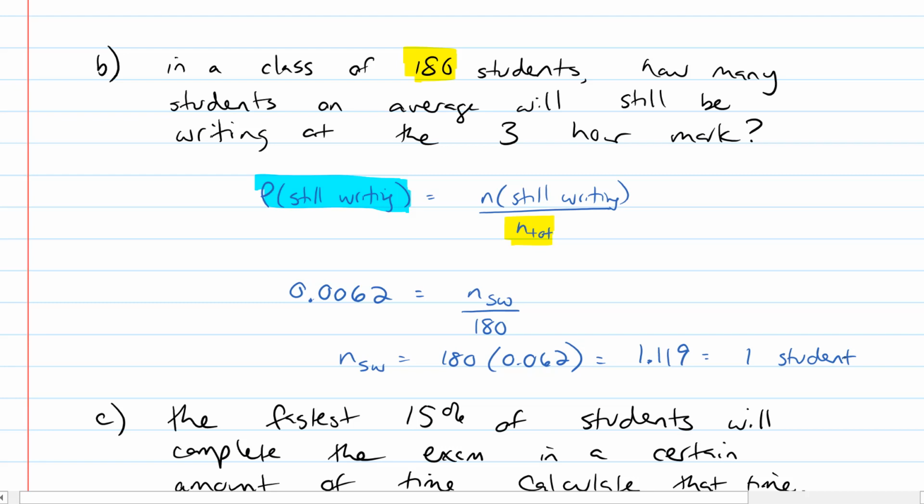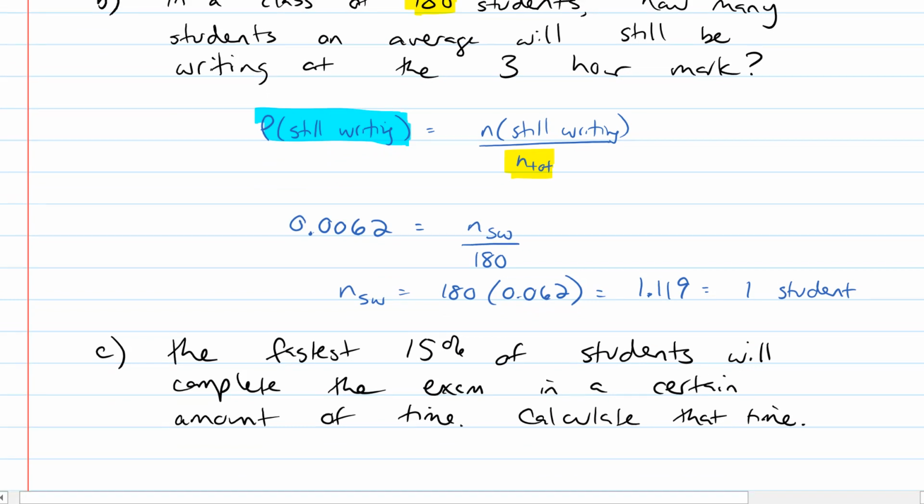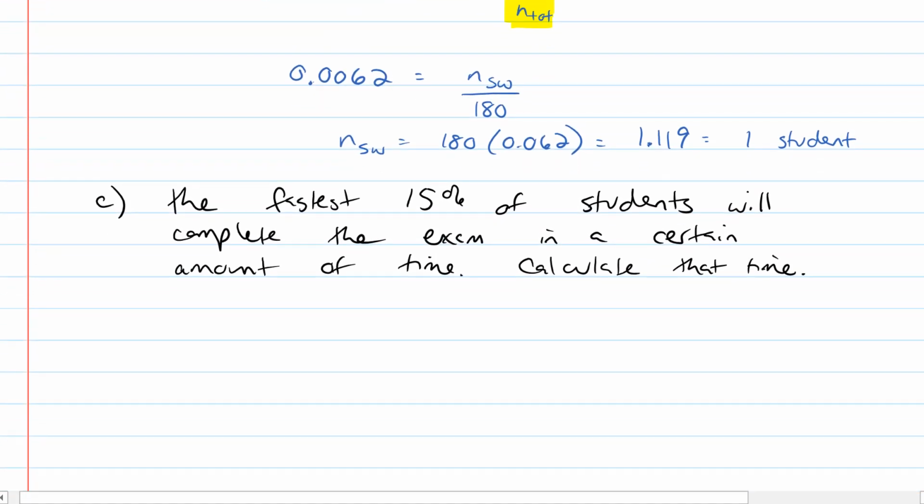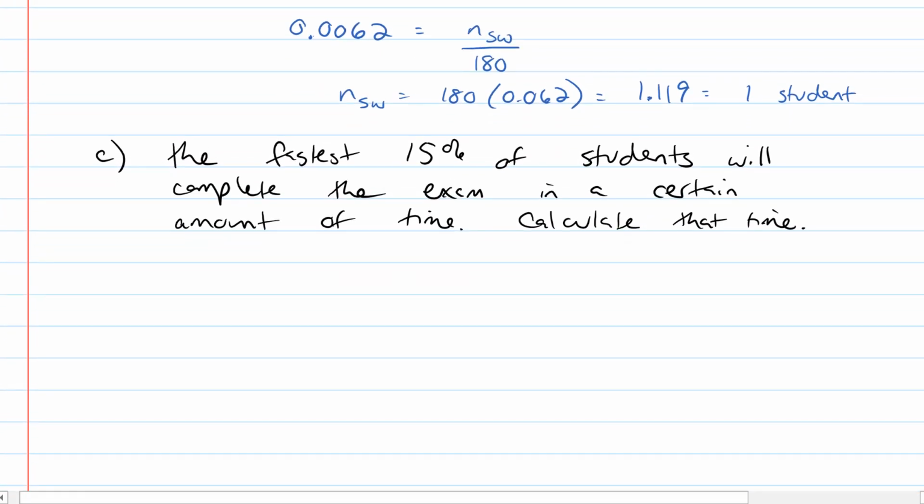Let's take a look at the last part. Part C, the fastest 15% of students will complete the exam in a certain amount of time. Calculate that time. So now notice that we're given a probability, which is an area, and we're asked to find our time, which you really want to think of as variable t, but it's a variable x.